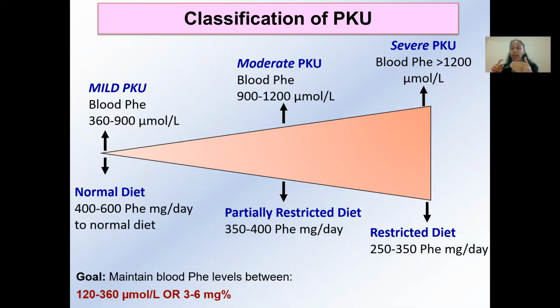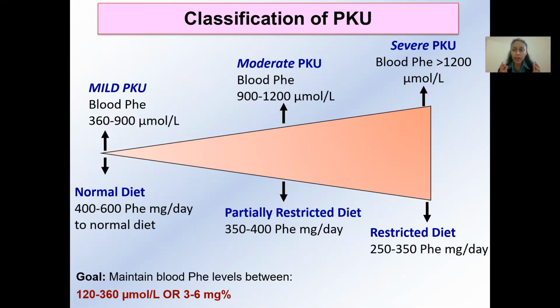At that time, you may have high blood Phe levels, but with proper dietary management and medical management, your blood Phe level can then be brought down to an acceptable level. But the main concept behind this diagram which I want to show you is that yes, there are classifications of PKU ranging from mild to severe, but at the same time, the more severe the PKU, the more restricted is the diet. Similarly, the milder the PKU, the less restricted is the diet, which is closer to a normal diet.